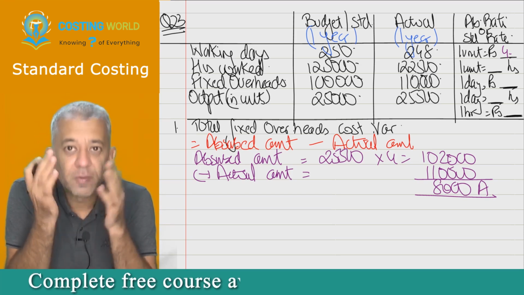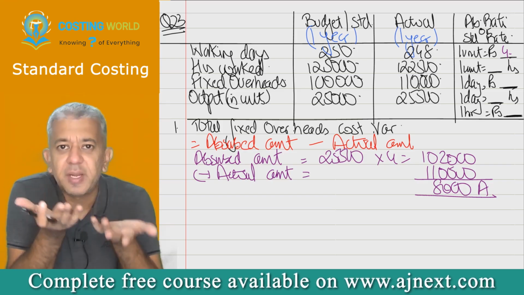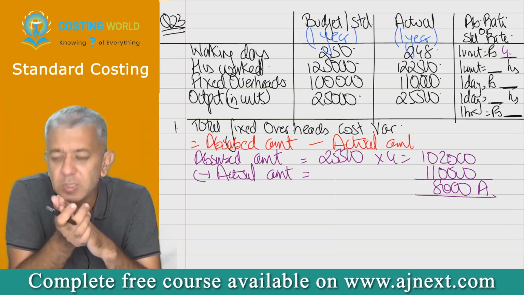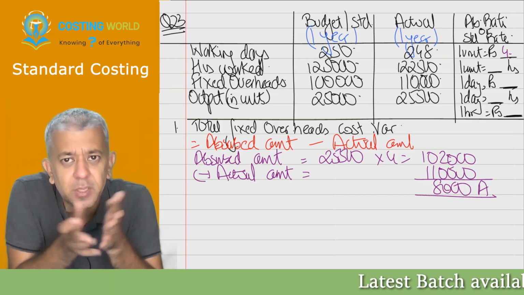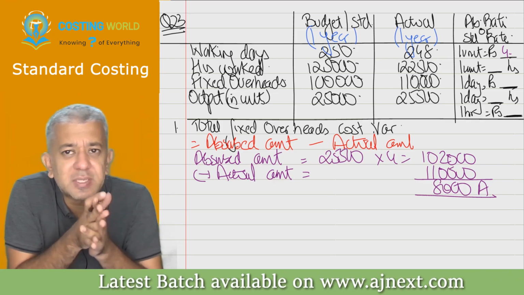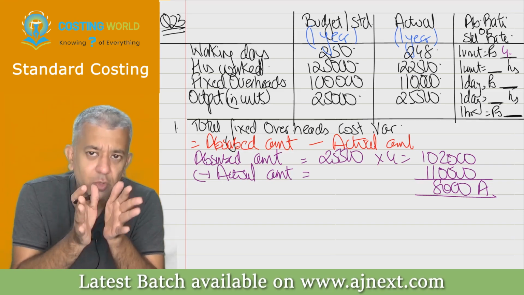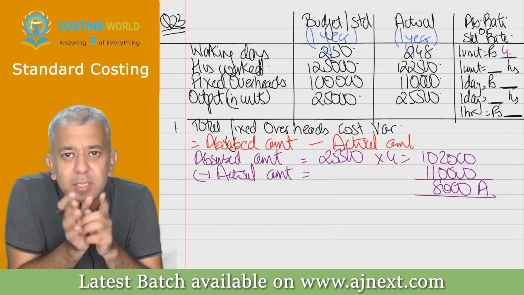Period. Whenever I think of fixed overheads, I think of rent. Rent is per month, rent is per quarter, rent is per annum. I think of salaries, those are per month. I think of depreciation, say that's per annum. So fixed overheads are only dependent upon one thing, that's period.